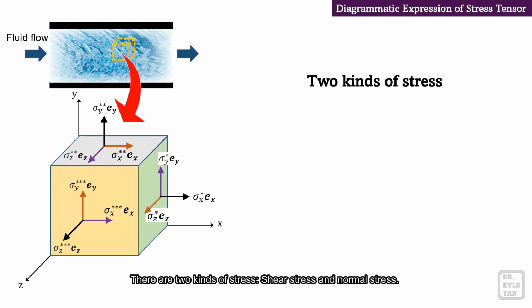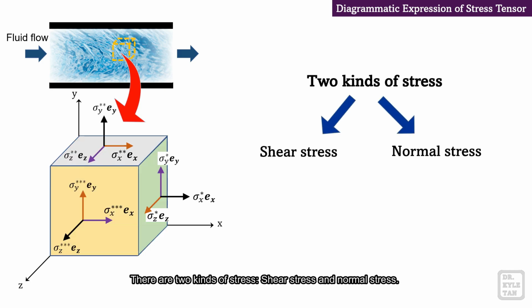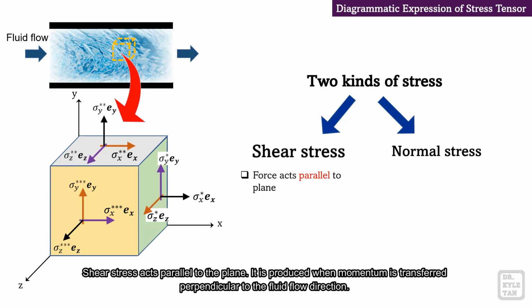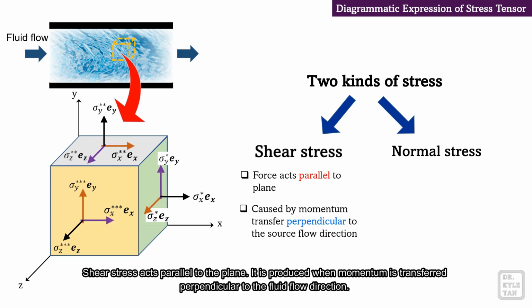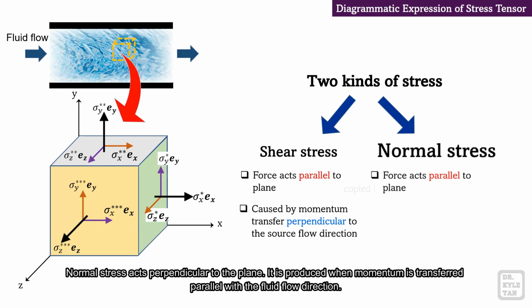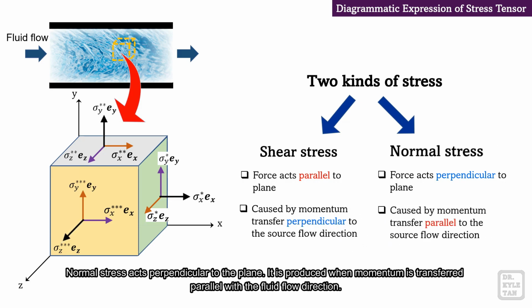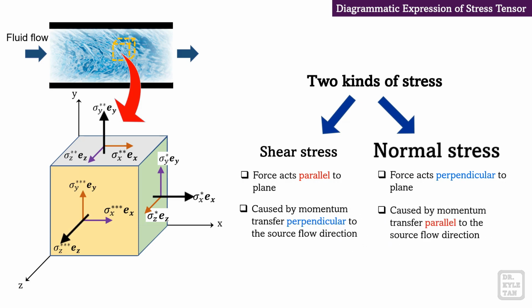There are two kinds of stress, shear stress and normal stress. Shear stress acts parallel to the plane. It is produced when momentum is transferred perpendicular to the fluid flow direction. Normal stress acts perpendicular to the plane. It is produced when momentum is transferred parallel with the fluid flow direction.